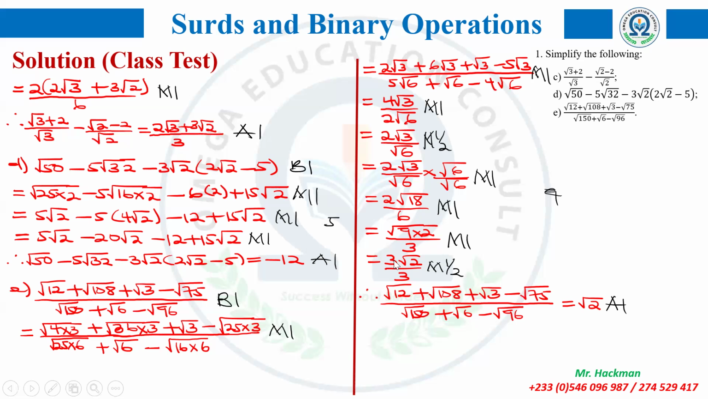So after that, what do we do? You get 3 roots of 2. You simplify this over 3. And this you can cancel now. So at this point, you end up getting root of 2. And that will be your conclusion. Okay, Prof. Kojo.